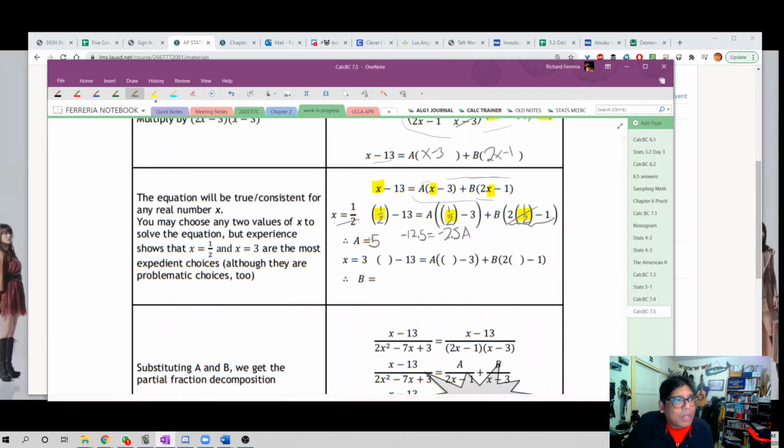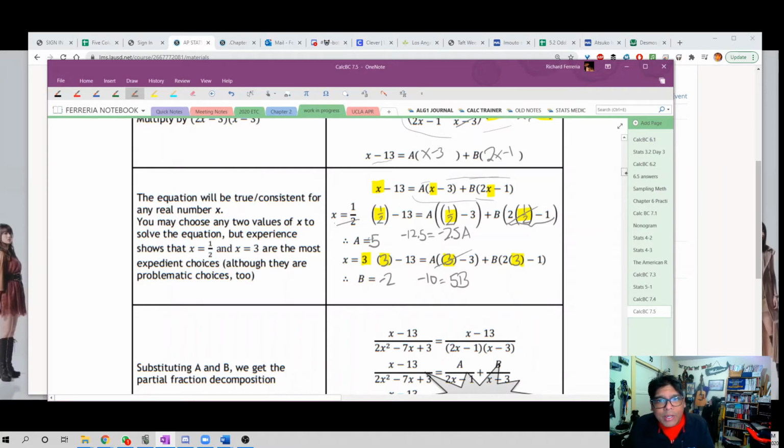And then we're going to do the exact same thing here for B, but this time we're going to substitute a 3. So every place that has an x is going to be a 3. 3 minus 13 is negative 10. 3 minus 3 is 0, so this cancels out. And then this is 6 minus 1, or 5, so that's 5B. So B is negative 2.